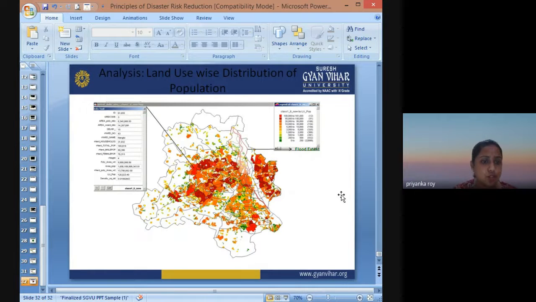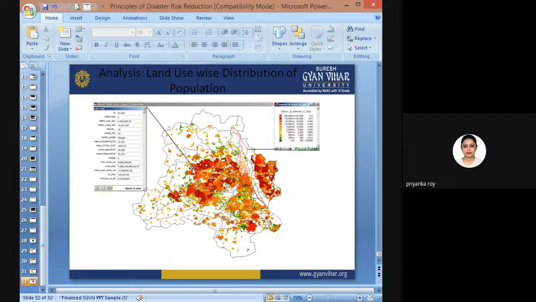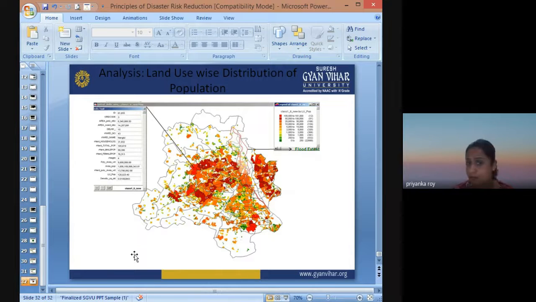This is an image which shows the land use wise distribution of population, and also the vulnerable interaction of flood extent. If you see here, there is a river here, and this is showing the density of population. If this is the high density population in this region, these regions will be more vulnerable to flooding, because they are more exposed. So we can use GIS simulated data analysis and maps to generate more areas that are at risk to various disasters.